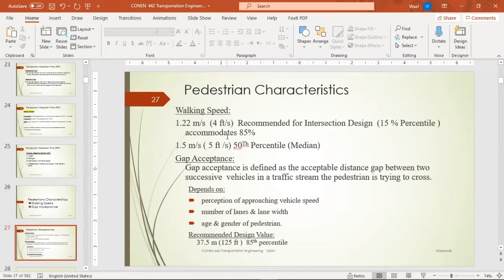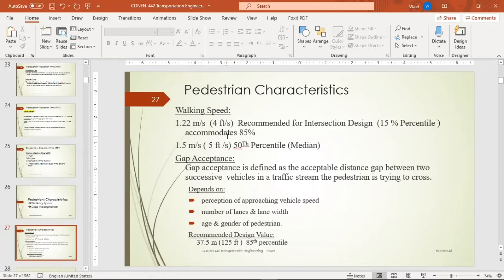And it's rare to see those elderly walking alone on the street. However, the median, or the 50th percentile, is 1.5 meters per second. So the second attribute for pedestrians that is important is gap acceptance. What do we mean by gap acceptance?